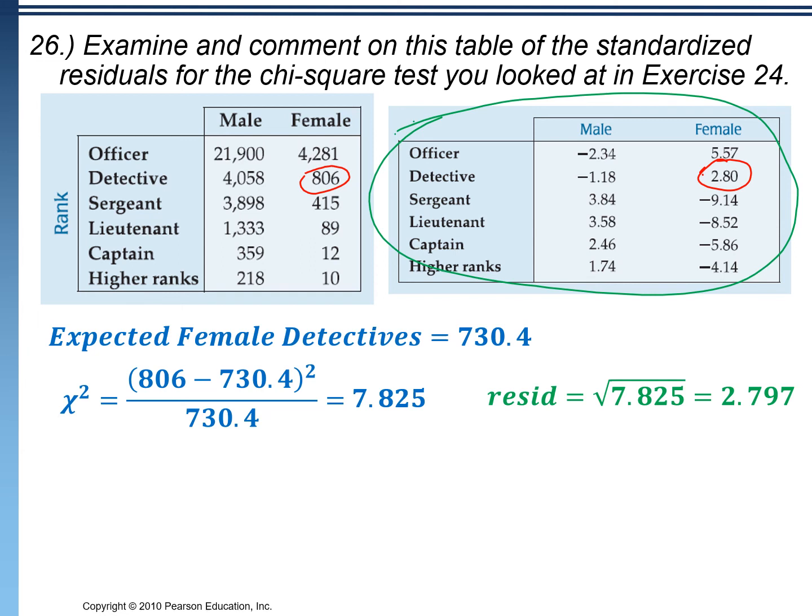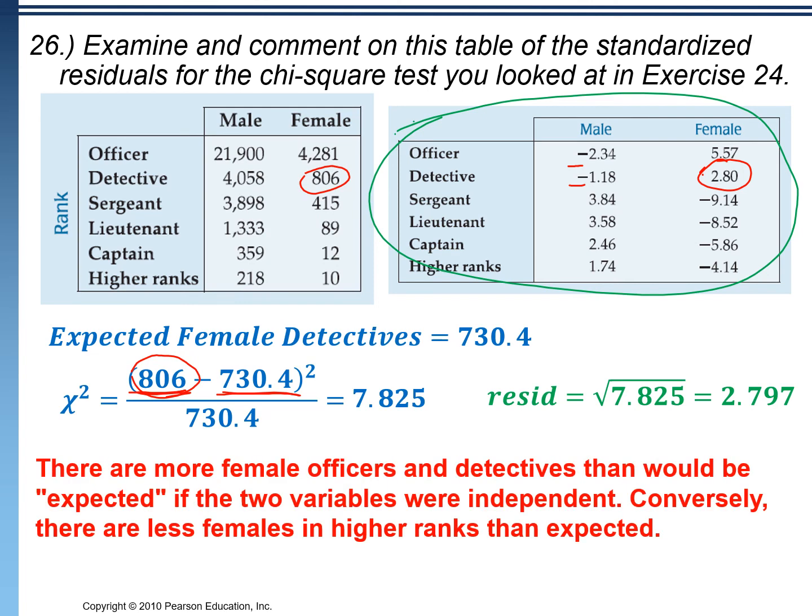Some of these residuals are positive, some are negative. This one is positive because there are more people observed in this cell than were expected. All these negative residuals mean that there were fewer people observed in that cell than were expected. So with that in mind, we can write our commentary about this residuals chart. There are more female officers and detectives than would be expected if the two variables were independent. So we have more females in those two categories. Conversely, there are fewer females in higher ranks than expected. All these have negatives, meaning that there are fewer female sergeants, lieutenants, captains, higher ranks, etc.